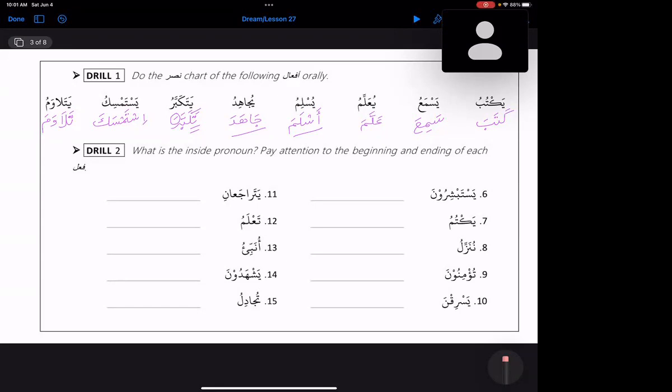So mudari' will end on dhamma, Tushara? Yes, mudari' always ends on dhamma, and madi always ends on fatha. This is how we can differentiate between them. So the mudari' is this one, yatakabbaru. If we want to say yatakabbaru and then tatakabbaru, when it comes to hiya and anta version, it will take two tas. So takabbara becomes yatakabbaru.